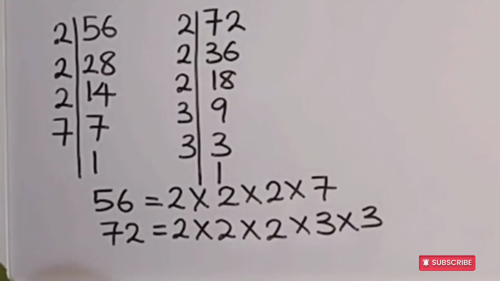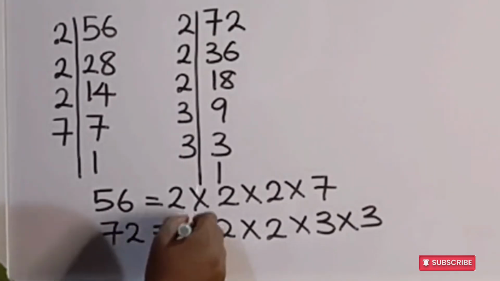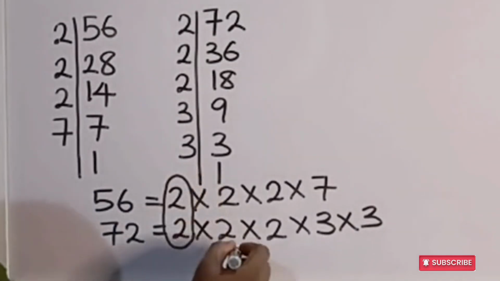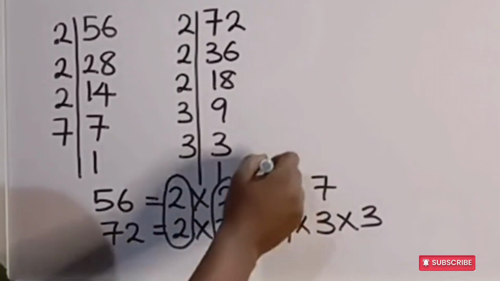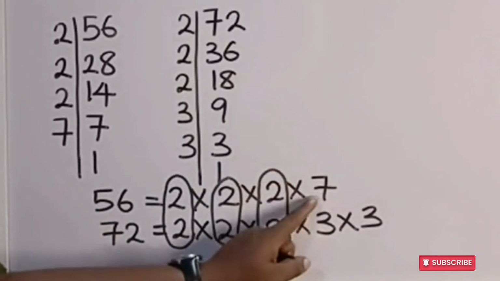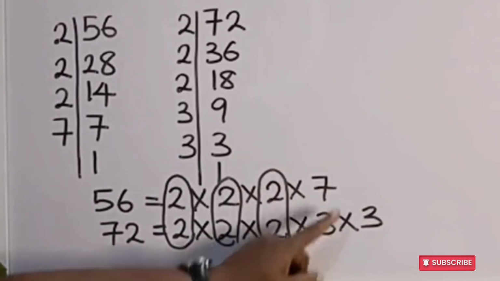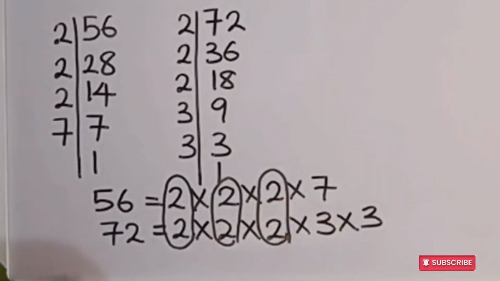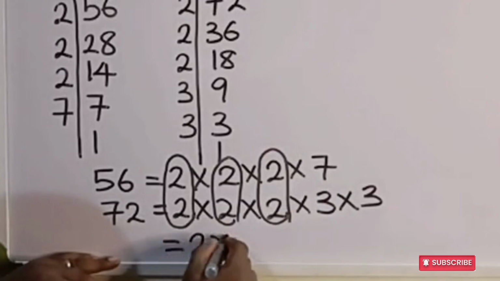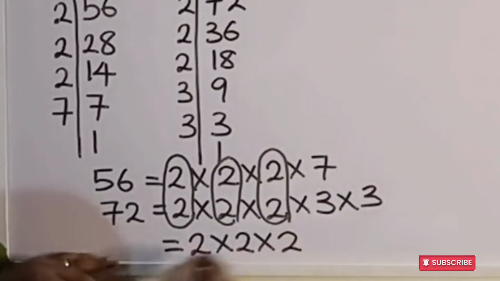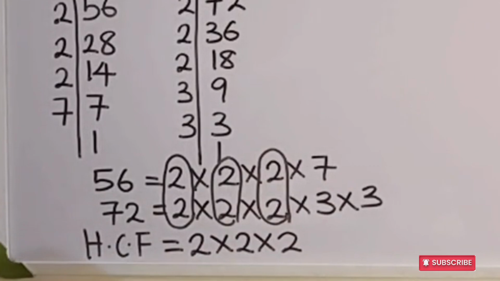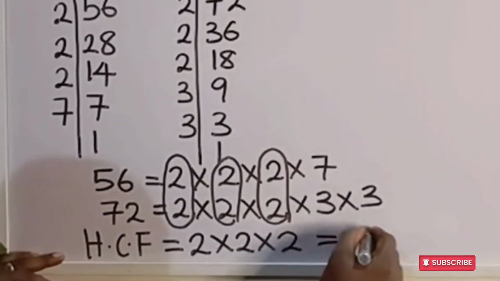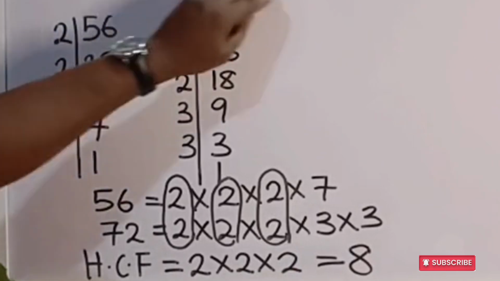So we circle the values that are common. 2 is common. 2 is common. 2 is common. So here we have 7, we don't have 7 here. Here we have 3, we don't have 3 over here. So we are going to have 2 multiplied by 2 multiplied by 2. So the HCF is 2 multiplied by 2 multiplied by 2, and that will give us 8. So the HCF of these two numbers is 8.